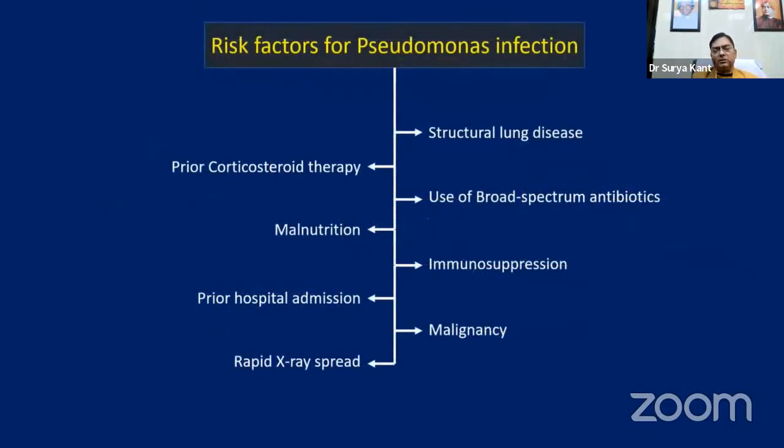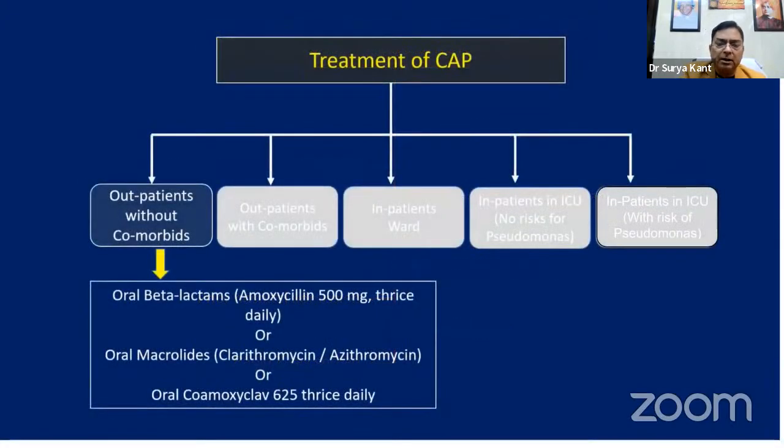What are the risk factors for Pseudomonas infection? We should know these, because then we directly start anti-pseudomonal antibiotics. Structural lung disease means the patient already has chronic bronchitis, emphysema, bronchiectasis, post-tubercular sequelae, and so many other things. Other factors are prior use of broad spectrum antibiotics, immunosuppression like diabetes or HIV, malignancy, prior corticosteroid treatment, malnutrition, prior hospital admissions, and rapid X-ray spread. If these factors are present, we suspect Pseudomonas as the causative organism for pneumonia.